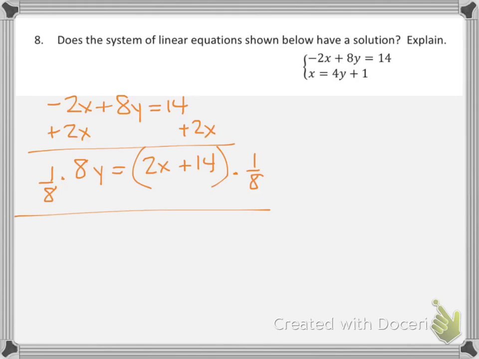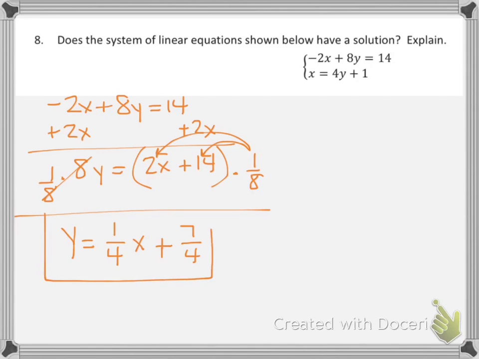And when we do that, we get y equals 1/8 times 2. That's 2/8, which is 1/4, if I simplify, x. And then 1/8 times 14, that's 14/8, which would be 7/4 simplified. So there's the slope-intercept form of the equation for the first one.